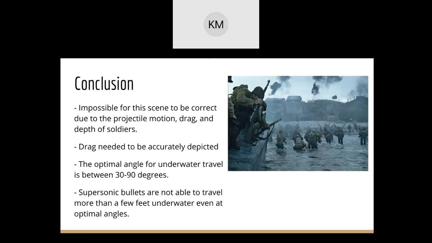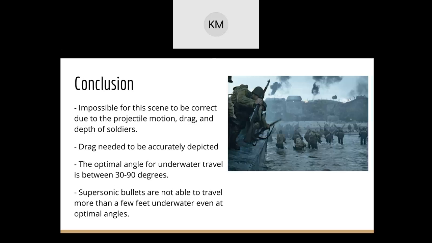In the original movie, you can see the bullets flying through the water, and they're coming through at a speed that's similar to where they would come out of the gun, and they're tearing into the soldiers, which obviously now through looking at the Mythbusters and the math, we know that that's not possible. They would have to be much, much slower. Also, the optimal angle for underwater travel is between 30 to 90 degrees anyway. And even with that, supersonic bullets aren't able to travel more than a few feet underwater, even at those optimal angles.